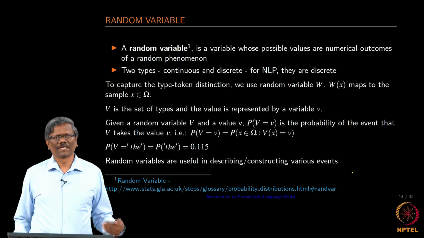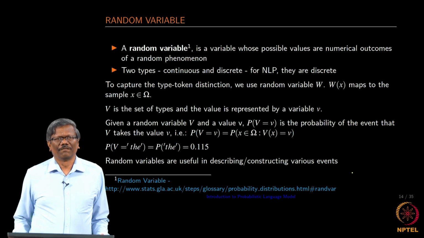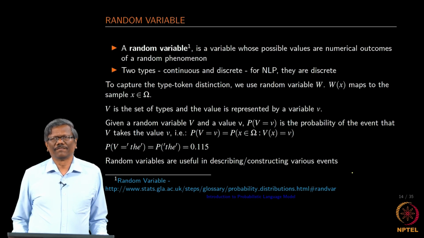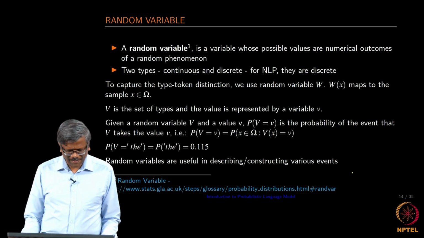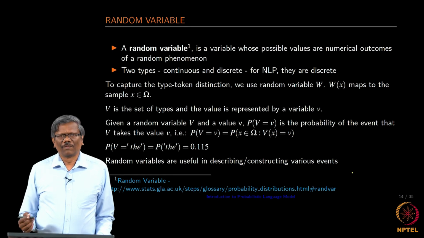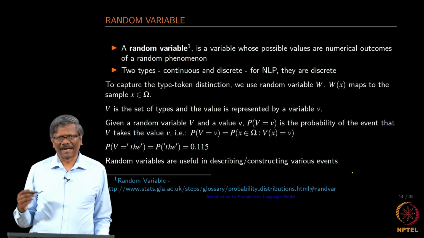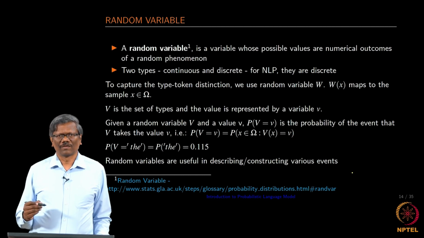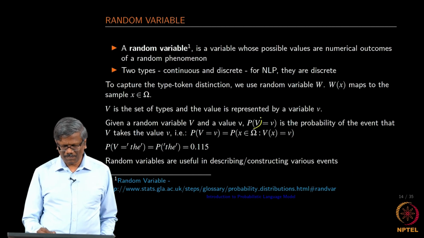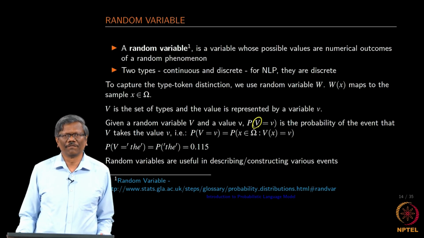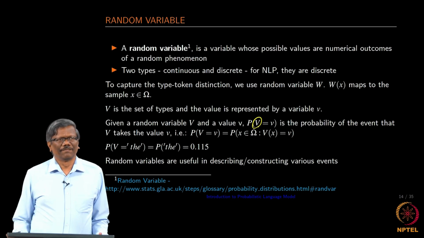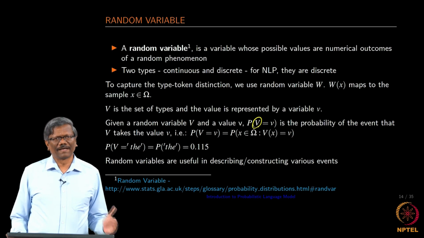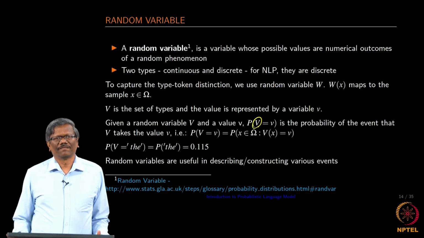Okay. Again using a different variable, V is the set of types and the value is represented by the variable v. So, how do you put them in the formal notation? We can say the probability of the random variable V equal to the value v is the probability of the event that the random variable V takes the value v.